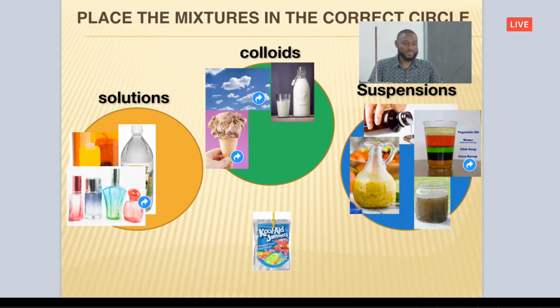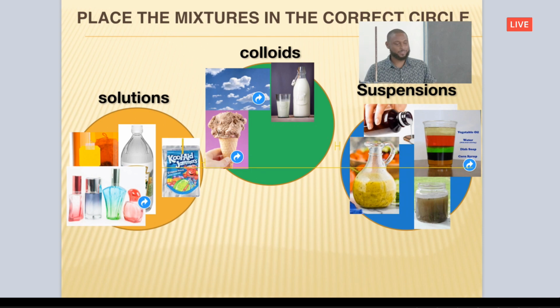Next, we have a Kool-Aid jammer. All right? Something we drink. It's a mixture of sugars and flavors and dyes, all in some water. And it does not settle out, and it's pretty clearish. So it must be a solution. So, Kool-Aid, soft drinks, juice, solution. So here we have it.